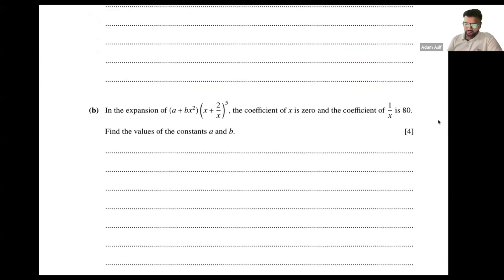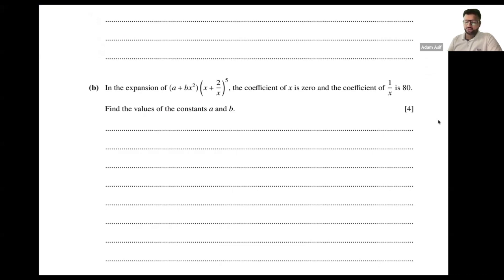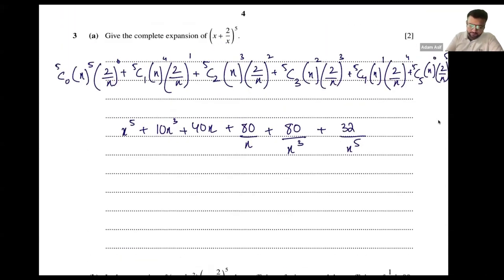Okay. Now, in the expansion of (a + bx squared) times (x + 2/x squared) to the power of 5, the coefficient of x is 0 and the coefficient of 1 upon x is 80. Find the possible values of constants a and b. Now what will we do? You're going to multiply a plus bx squared with the expansion of this bracket.